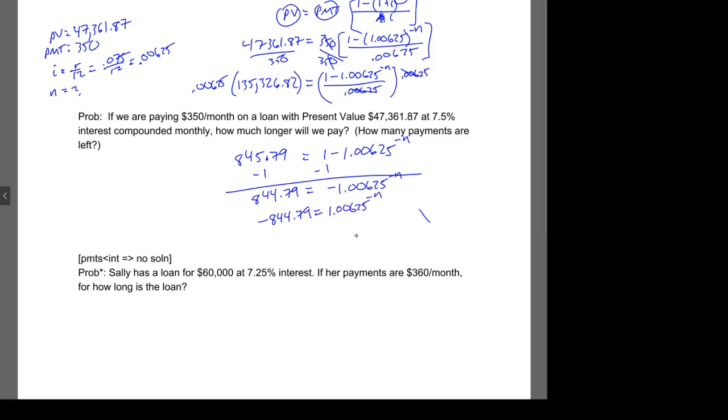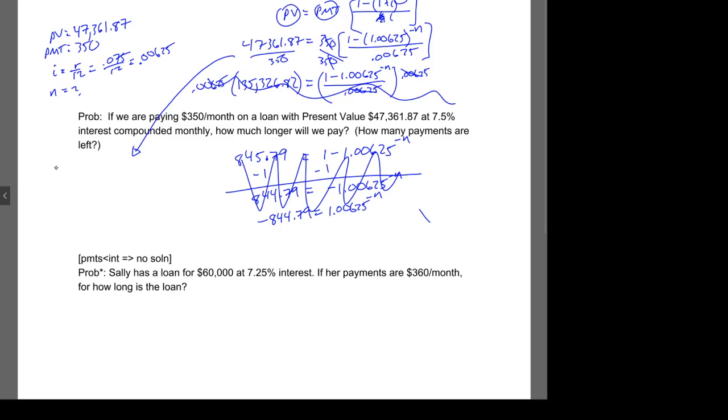Not feeling good to me. And then what else do we have? Yeah, okay. What I'm baffled by is how 47,000 divided by 350 gives us this big number. There's the error. Okay, so when you divide that by 350, you should get a different number. So let me try that again. 47,361.87. Oh, I see what I did. I hit a number too many times. I made a mistake, my bad.